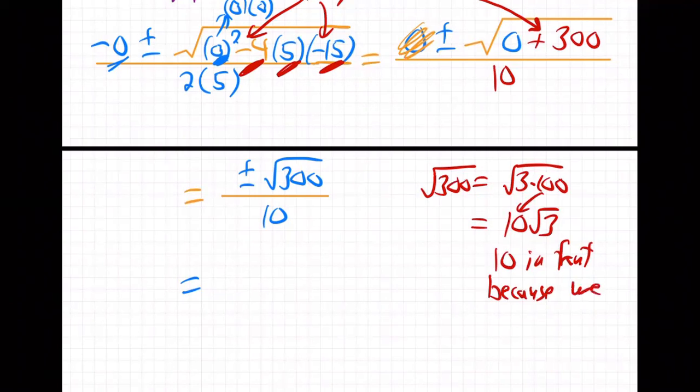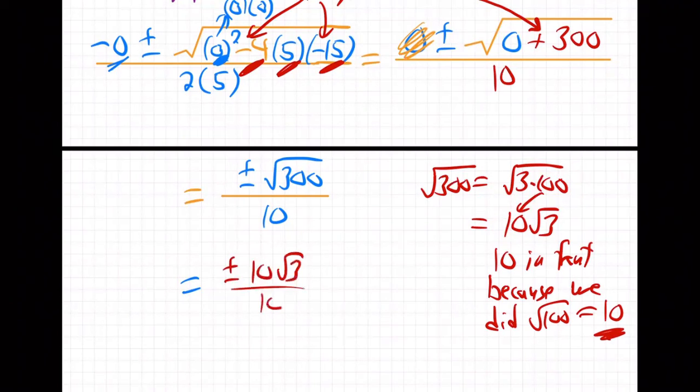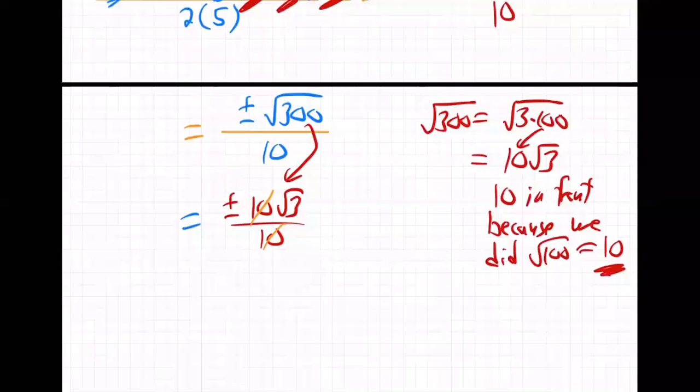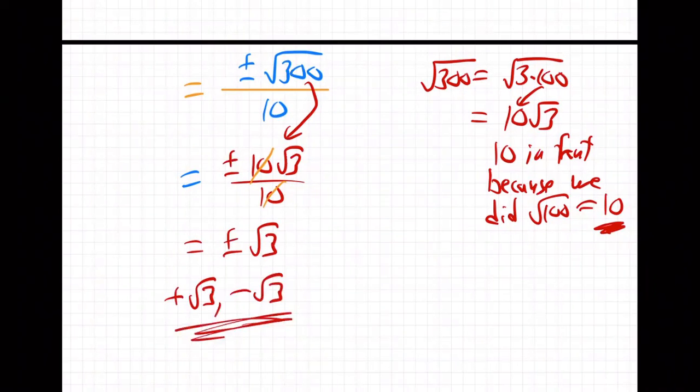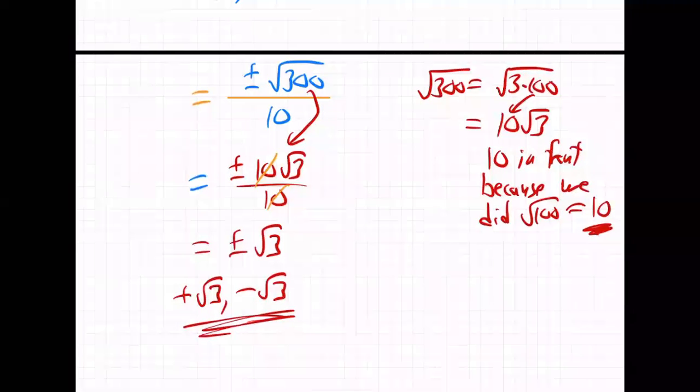Because we did the square root of 100 to be plain 10. Remember, when the square root does its job, then it's no longer on that thing. And so we square rooted the 100 to be 10. So that goes to the front. And so then it's plus or minus 10 square root of 3 over 10, right? The square root of 300 becomes this. And then what happens? These 10s cancel, don't they? And so the answer is plus or minus square root of 3. You write two answers. Plus square root of 3, minus square root of 3. Done. There we go.